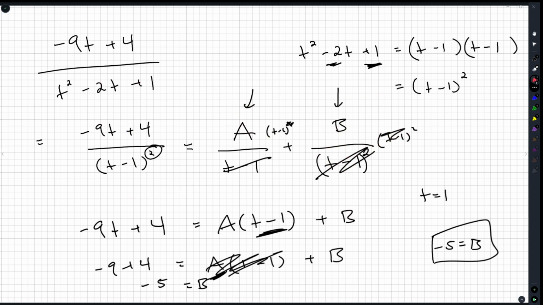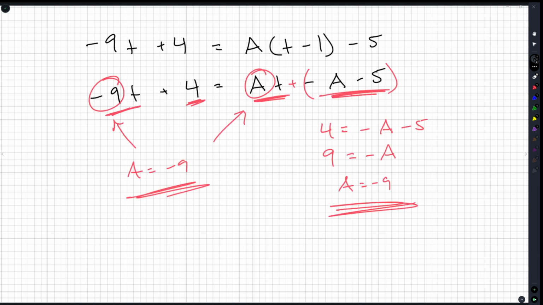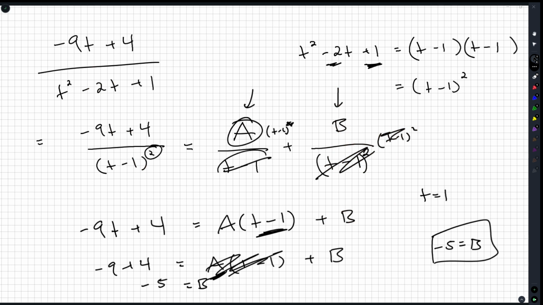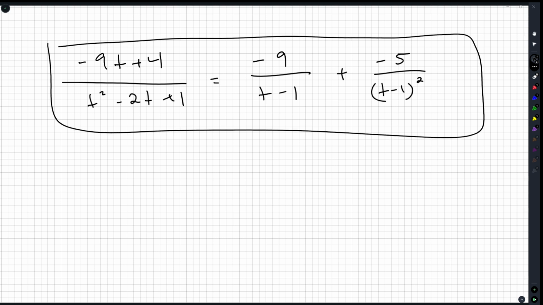So either way, we've done it. We found our a, we found our b. So we got minus 9, we got minus 5. That's the decomposition we need. So here we go, 9t plus 4 over t squared minus 2t plus 1 is minus 9 over t minus 1. One thing you've got to watch out for, make sure your a matches up with where you originally wrote it. Otherwise, you've got the wrong decomposition. Then we'll say plus minus 5 over t minus 1 squared. So there's the decomposition. We are ready to actually do the integration, but again, the question didn't ask us to go that far. They just said, find me the decomposition that you would need if you were going to integrate, and there it is.